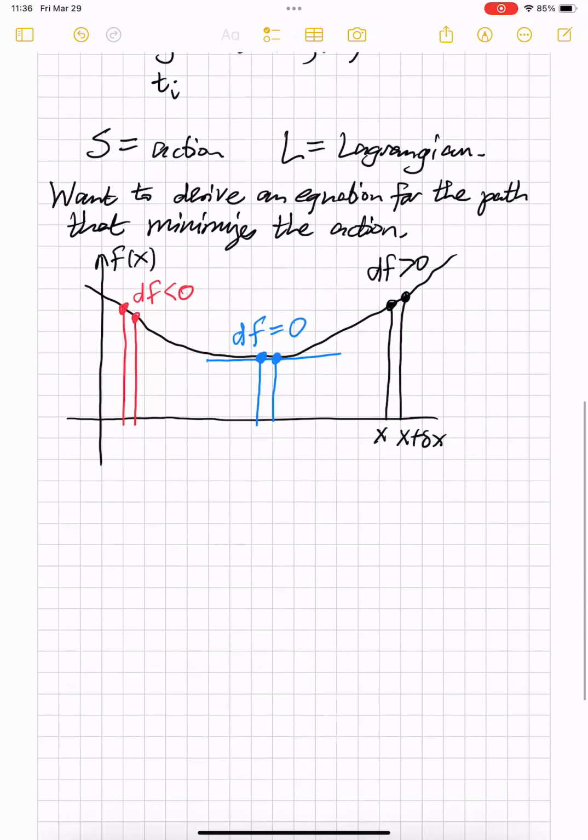So if you vary the position at the minimum, oh, sorry, I don't know why I put an E at the end of minimum.